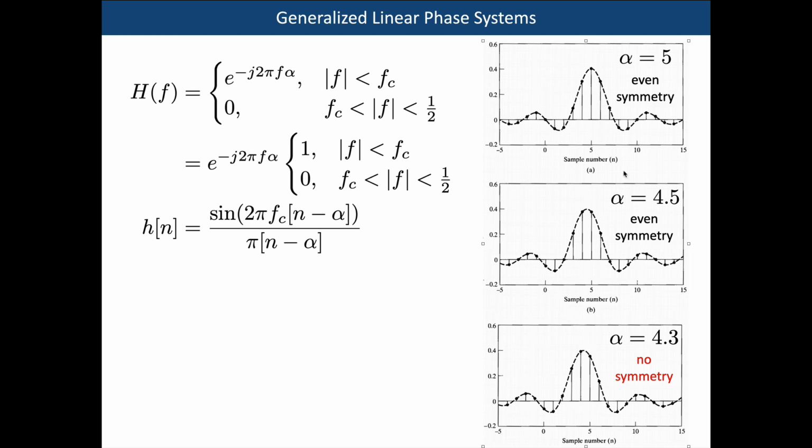The thing that I want to distill from this is that if alpha is equal to an integer, we get symmetry. If alpha is equal to an integer plus 1/2, we still get symmetry. But if alpha is equal to an integer plus something other than 1/2, some other fraction, then in general there is no symmetry.